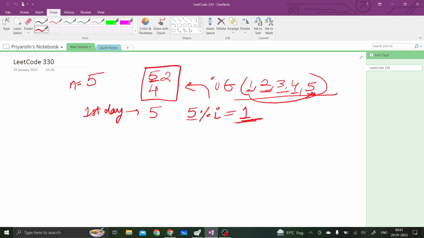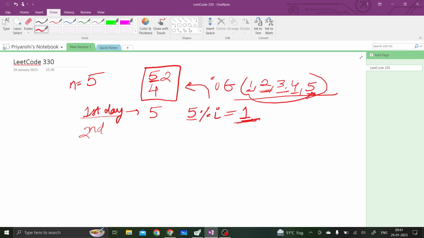Now if we check for 5, it will produce 0, so this condition won't be satisfied. So this is the procedure for the first day. After doing the procedure on the first day, we have got 5, 2 and 4 on the board.